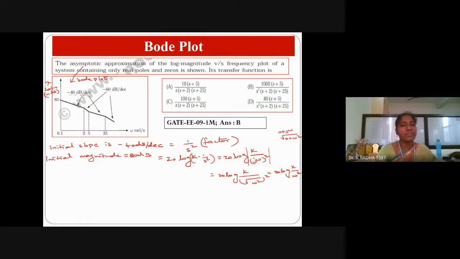Now at what frequency do we have this magnitude? You can see the beginning frequency, the initial corner frequency, where we have the magnitude 80. The x-axis value is 0.1.